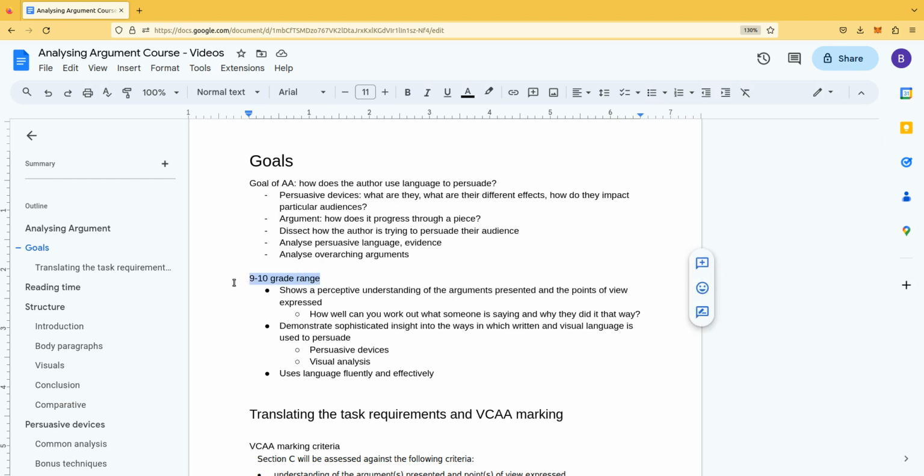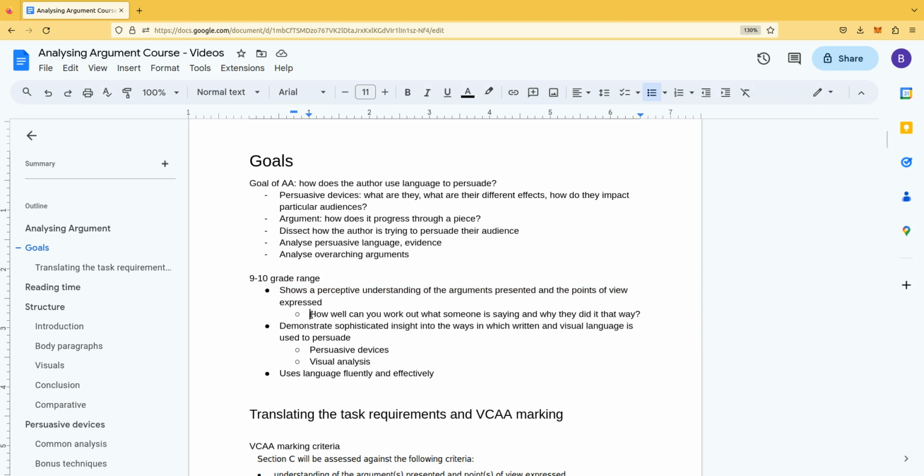The 9 to 10 grade range is the one that we really care about because everything else is just a diluted form of that. If you look at any of the task requirements in a Section C exam question or any argument analysis SACs, you'll see that they have three main criteria. 1. Perceptive understanding of the arguments presented and points of views expressed. That's what we said. What's their overall contention? How do their sub-arguments shift throughout the piece in order to show their argument in the best light?